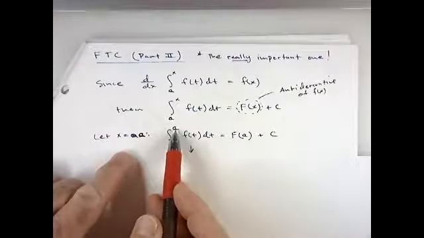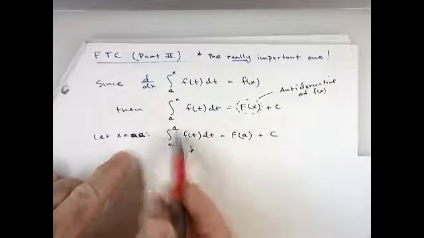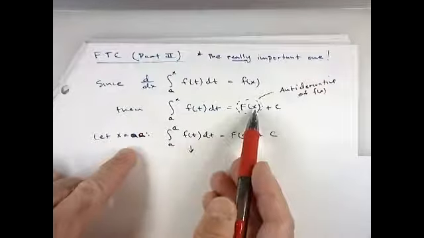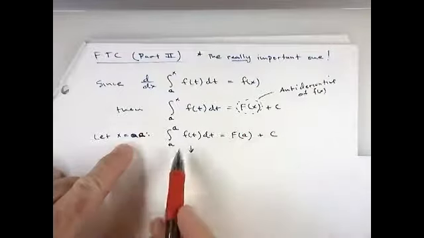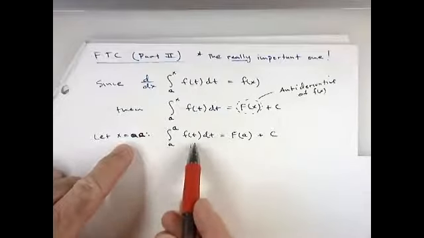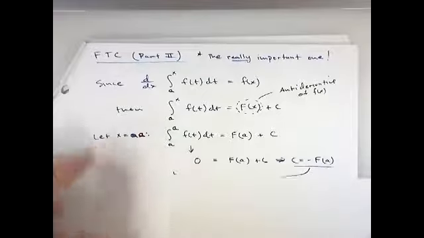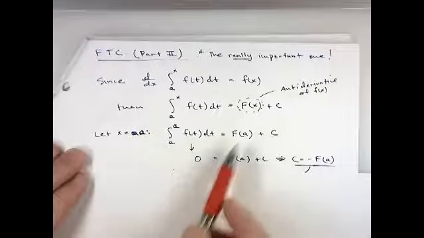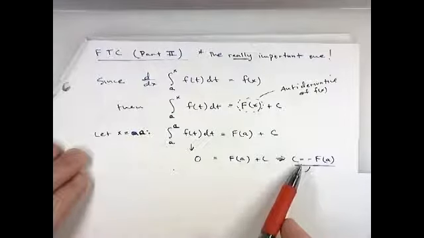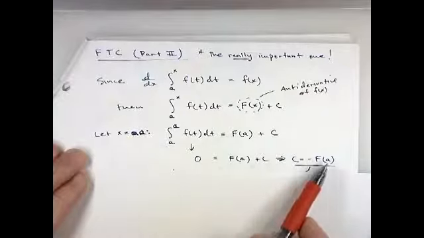If I let x be a, then this integral becomes the integral from a to a of f of t, and I have to plug in a there as well, right? That's x equals capital F of a plus c. Well, the integral from a to a, that's one of your integral properties. You're not moving anywhere, right? That's going to come out to be 0. So 0 is equal to F of a plus c. That means our constant is always going to be the negative of F of a, the negative of your antiderivative function evaluated at a.